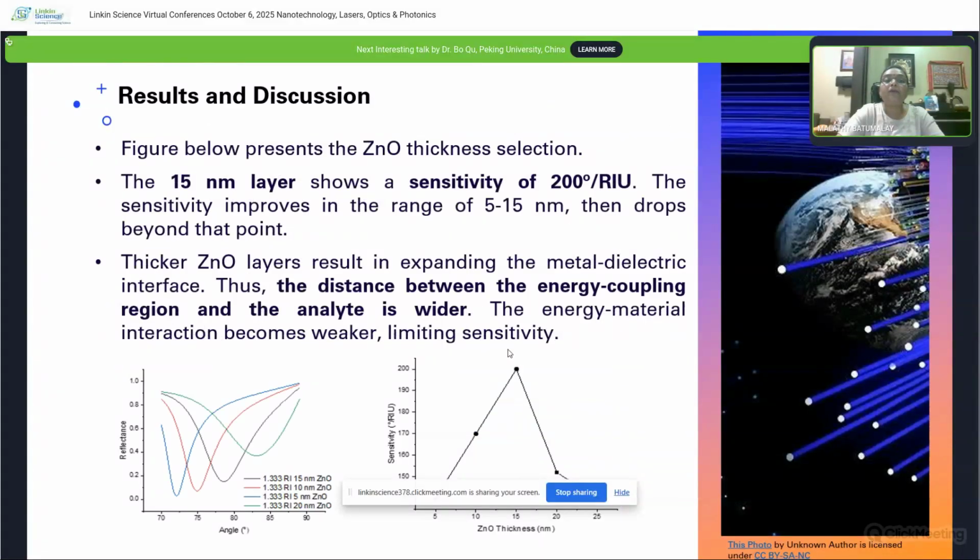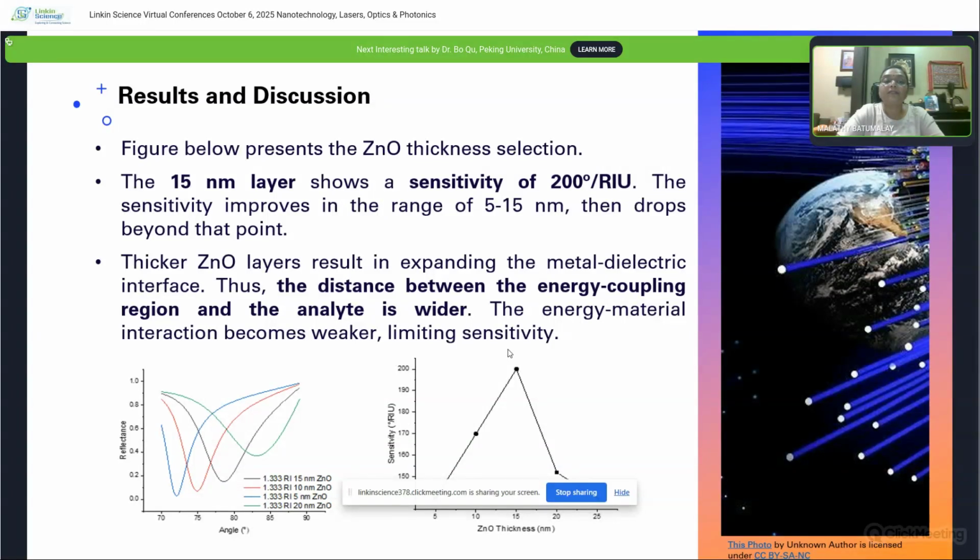The figure below represents the zinc oxide thickness selection. We observe that the 15 nanometer layer shows a sensitivity of 200 degrees per refractive index unit. The sensitivity improved in the range of 5 to 15 nanometers and then dropped beyond that point.